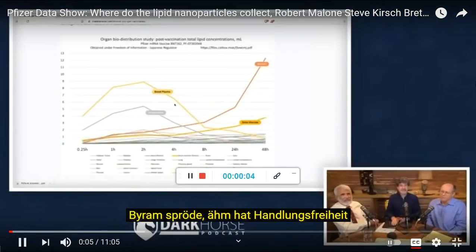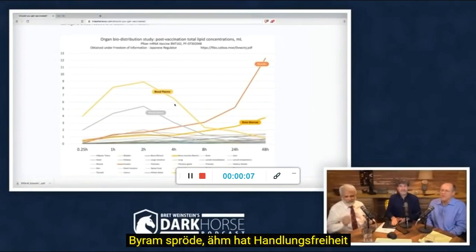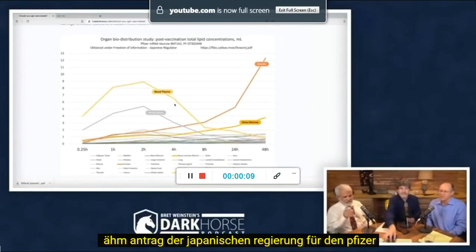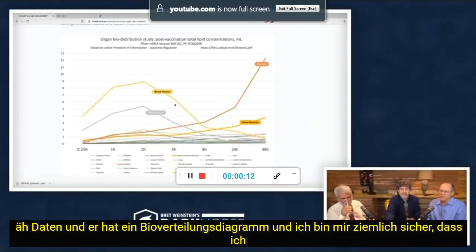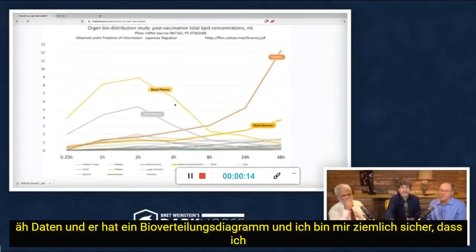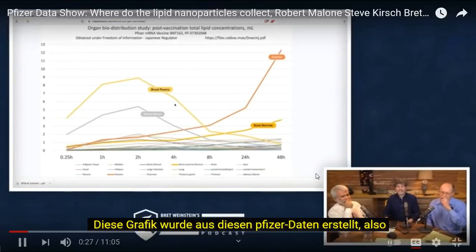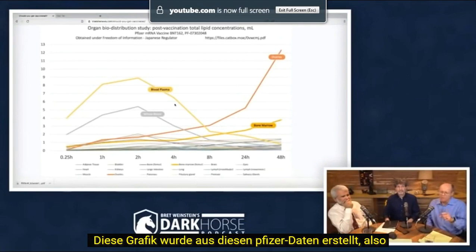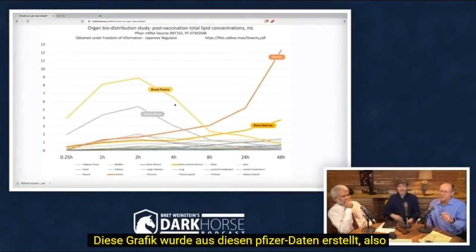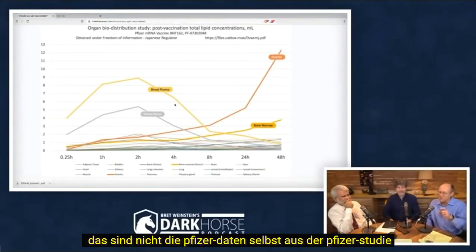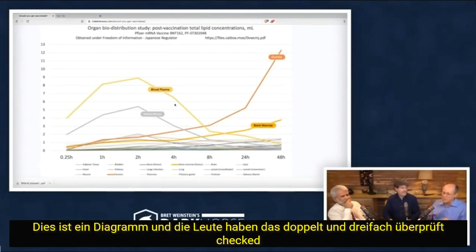Byram Brittle did a freedom of information request of the Japanese government for the Pfizer data, and he got a biodistribution chart. I'm pretty sure I linked to the original data in my paper. This graph was created from that Pfizer data. So this is not the Pfizer data itself from the Pfizer study. This is a graph, and people have double-checked and triple-checked this.